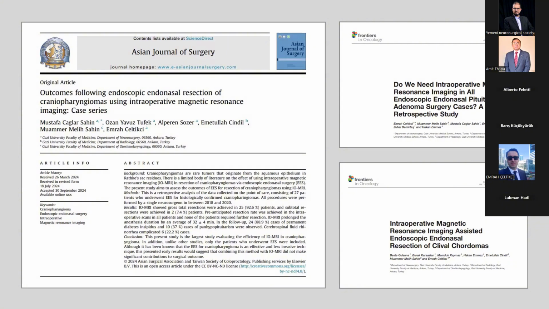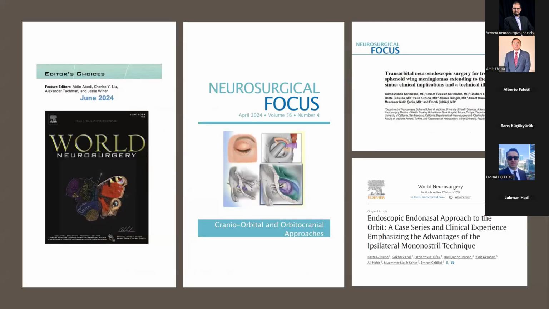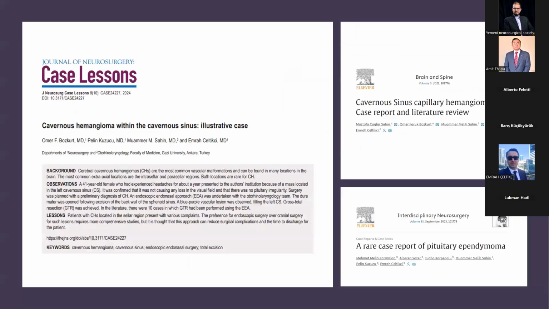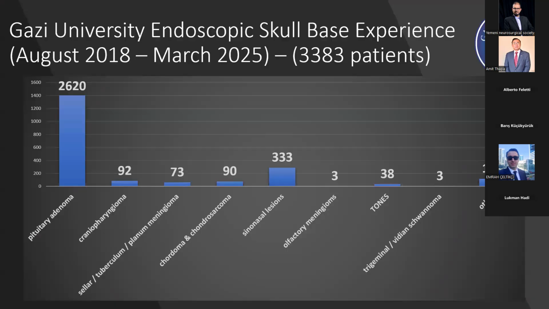These are intraoperative MRI case series papers, and these are our orbital endoscopy papers from last year, and these are multi-center papers, both with the North American Skull Base Society and the Turkish Neurosurgery Society, and the cases that I showed you before. We have reached more than 3,000 cases so far. And next week, probably we will operate our 91st and 92nd chordoma cases.